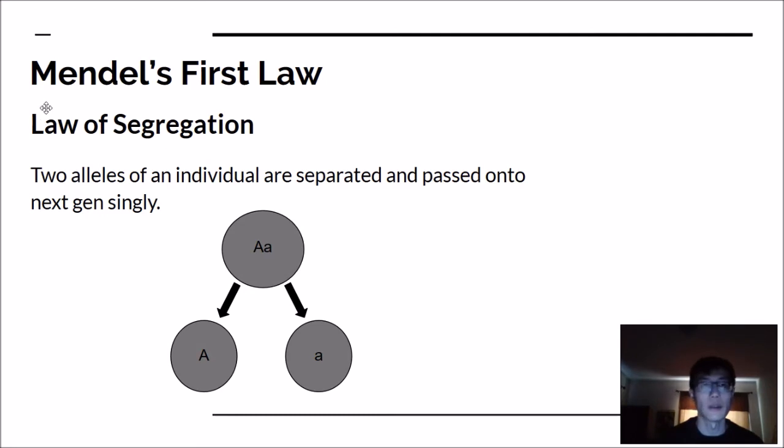Mendel's first law was the law of segregation. The law of segregation simply states that two alleles of an individual are separated and passed on to the next generation singly. So we have this particular gene over here, the big A, little a gene. So the A gene has two different types of alleles: big A and little a. And these are going to be passed on independently in the gametes. So that's the first law, or the law of segregation.